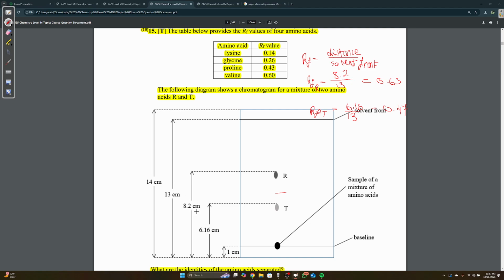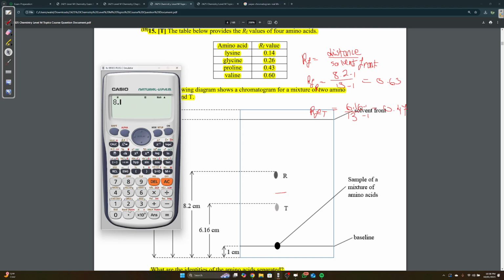If I do obviously 8.2 minus 1, you should have subtracted by 1 for all of these, right? Because the distances you should take is always from the baseline, and the baseline is 1 centimeter above the original point, so you should obviously subtract by 1. And when you subtract by 1, you should get the same values in the table.